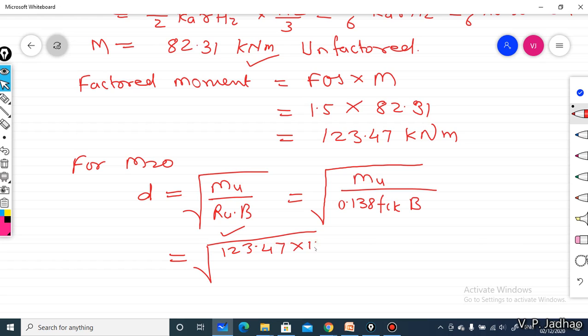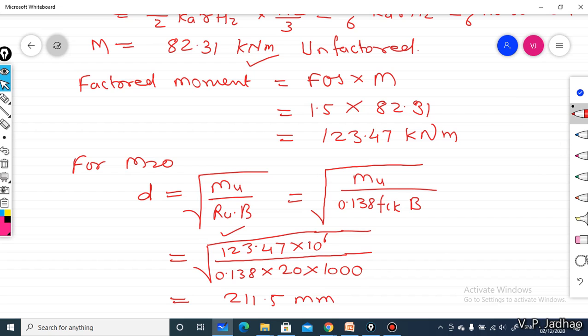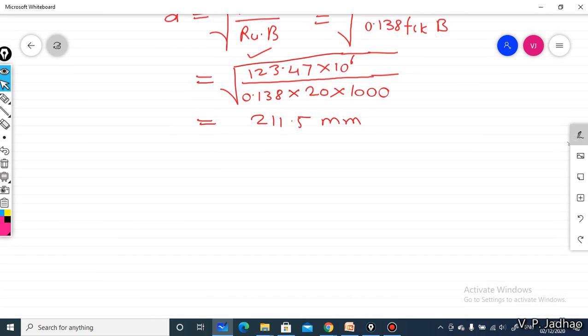Just put the values, we get Mu is equal to 123.47 multiplied by 10 raised to power 6. Why 10 raised to power 6? Because we are converting it into Newton mm, divided by 0.138 into FCK, FCK is 20, multiplied by b. We are calculating the values for 1 meter width of the retaining wall, therefore b comes out to be 1000, that is 1000 mm or 1 meter. So the required depth comes out to be 211.5 mm.